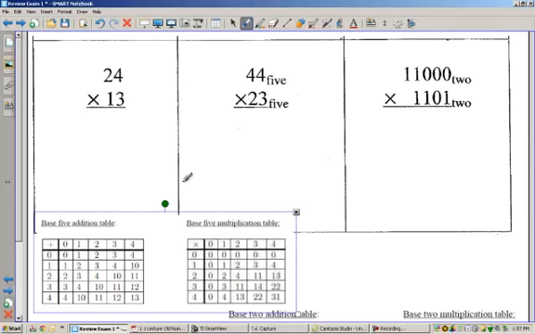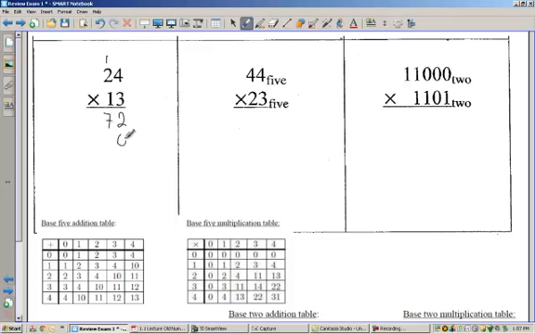When we multiply, it's a little bit more complicated. So let's do this first example here. 4 times 3, this is 12. We're in our normal base 10 numeral system, so I write a 2 and I carry the 1. 3 times 2 is 6, and I add 1 and I get 7. And then I write a 0 there.